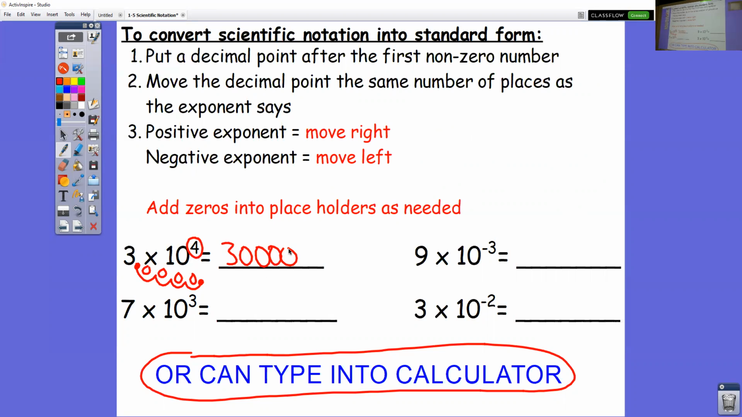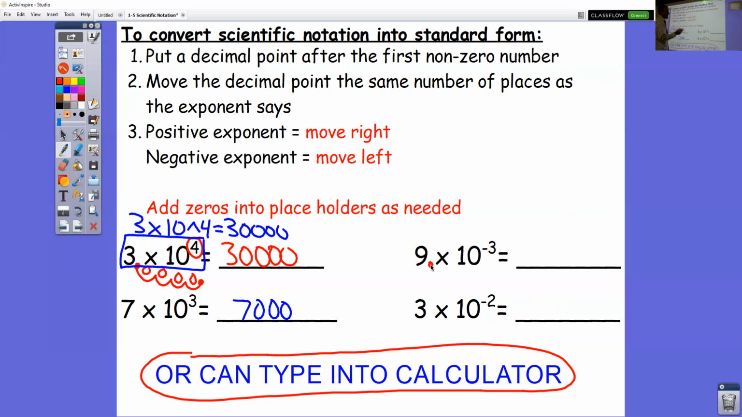Now the calculator way is a lot easier and a lot quicker. All that you had to do for the calculator way was just type this right directly into the calculator, exactly how it says. 3 times 10, caret button 4, and hit equals. When you do that, you get that same answer. You get 30,000. The calculator does the work for you. So 7 times 10 to the 3rd. Again, just type it right into the calculator. You get 7,000.